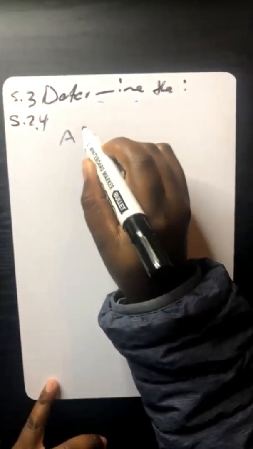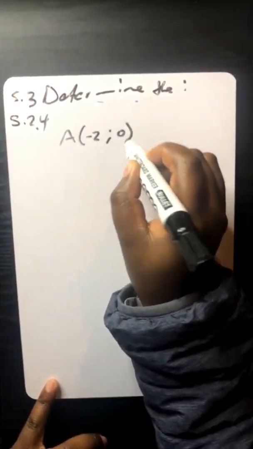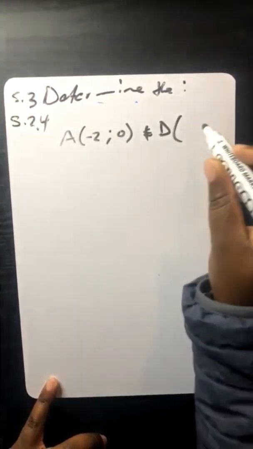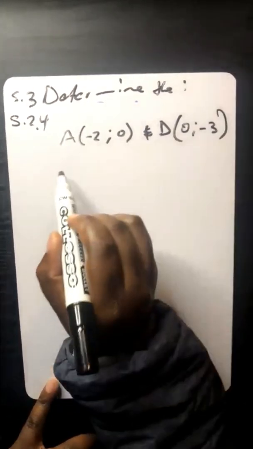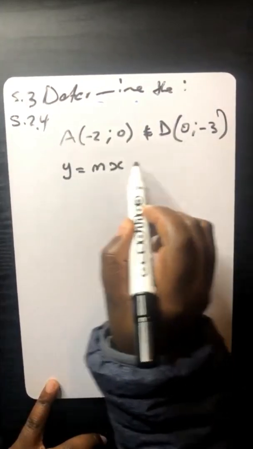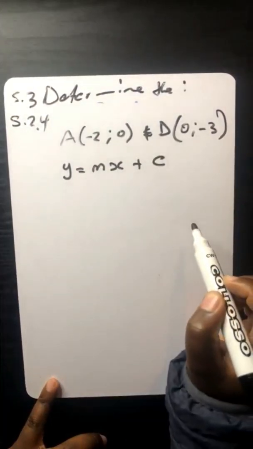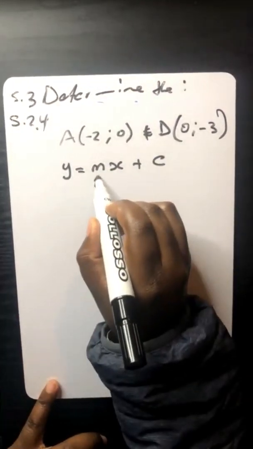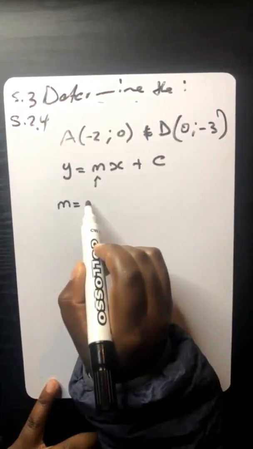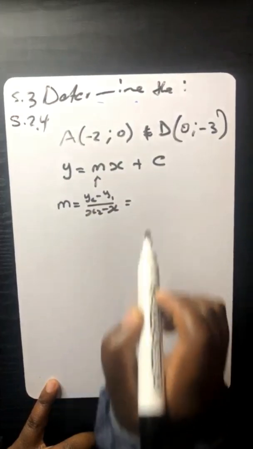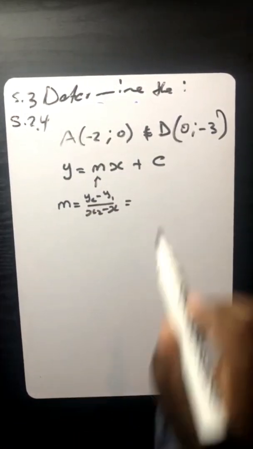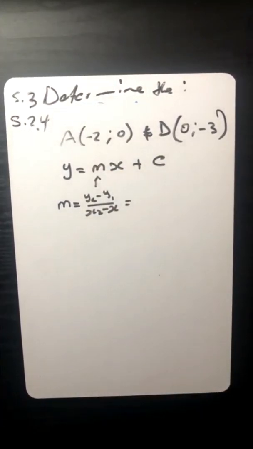So first thing, you must write the coordinates of A, and again, you must write the coordinates of D, being 0 and -3. Then next, you write the equation of a straight line just to check what it is that you need. Can you see? You need the gradient, but you know the gradient formula is equal to y2 minus y1 over x2 minus x1. Quickly calculate the gradient and tell me what the answer is. And most importantly, guys, are we expecting a positive or a negative gradient?